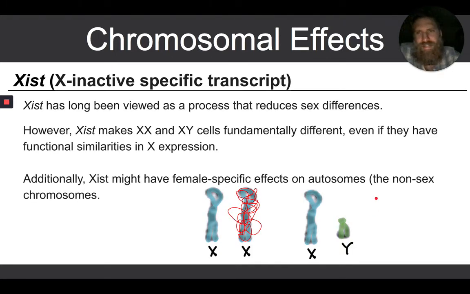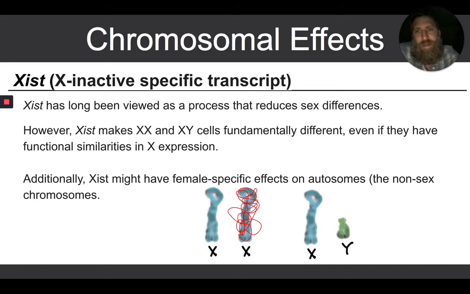So it's been long viewed that Xist is a process that reduces sex differences. We can see in this little graphic down below, an XY individual only has one X chromosome, and an XX individual has two, but this Xist helps to make one of them inoperable, inaccessible to the genetic material. So in a way, both of these individuals just have one X chromosome that's transcribing stuff. So in that way, they're more similar, right?